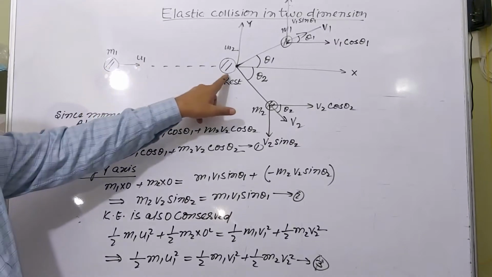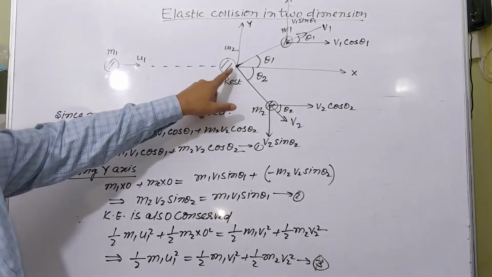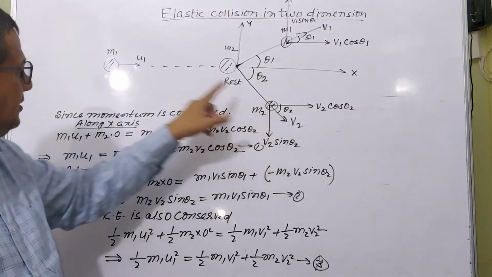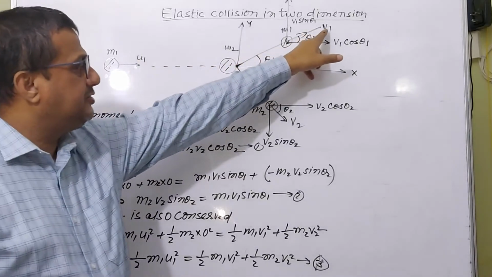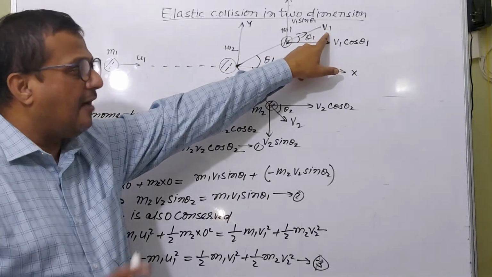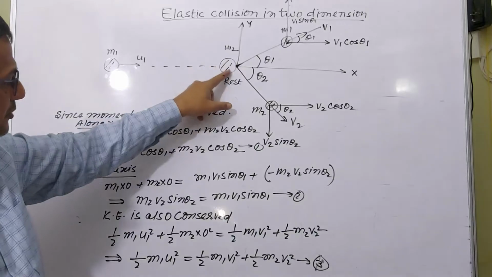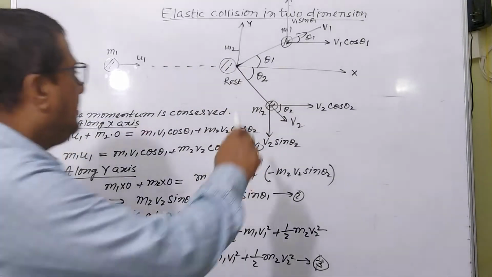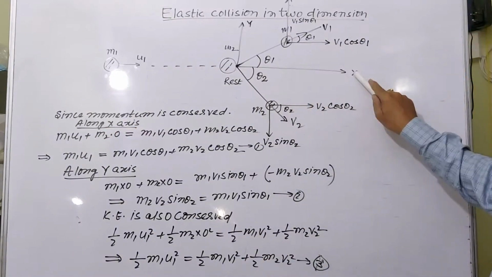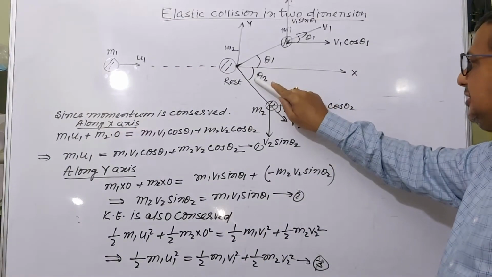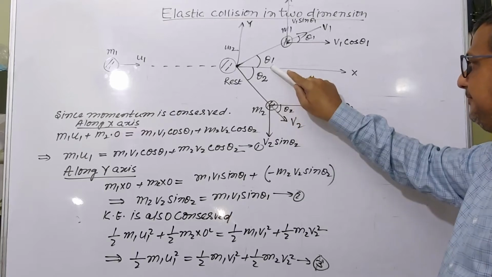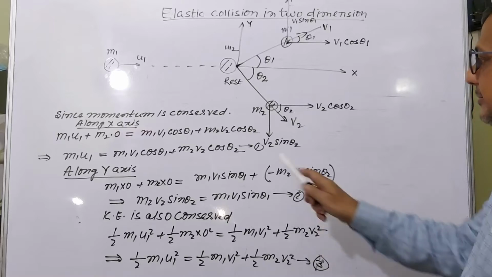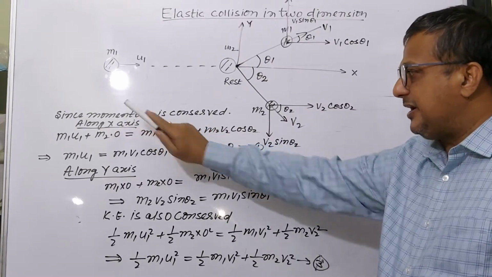This body collides with that body, and one body goes along this direction and the other goes along this direction. m1 goes along this direction with velocity v1 after collision, and m2 goes along this direction after collision. It makes angle theta 1 with the x-axis, and m2 makes angle theta 2 along this axis. Now, we know that in elastic collision, momentum is always conserved, but momentum is a vector quantity.